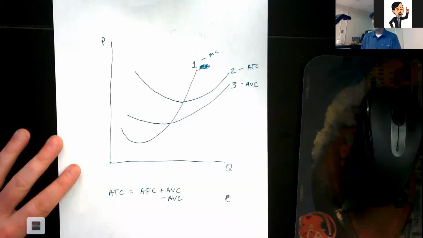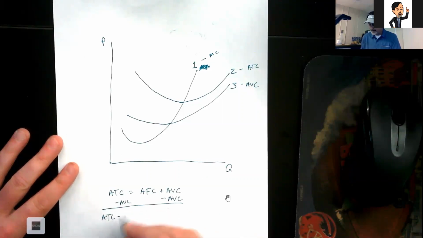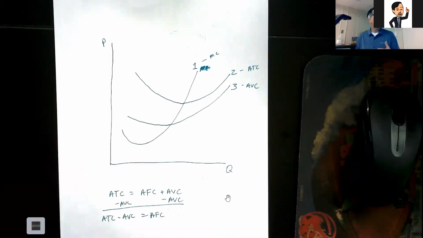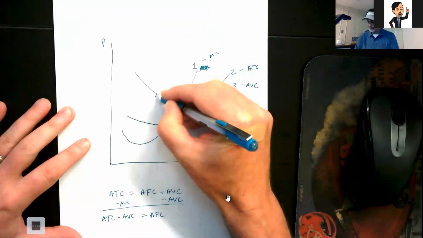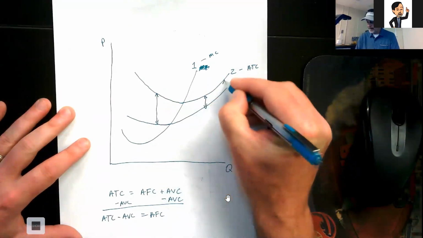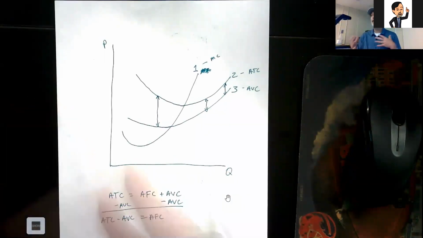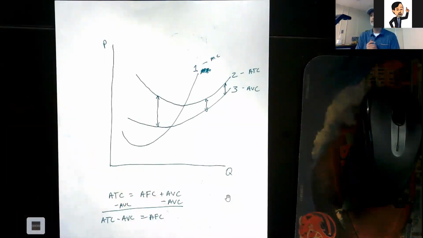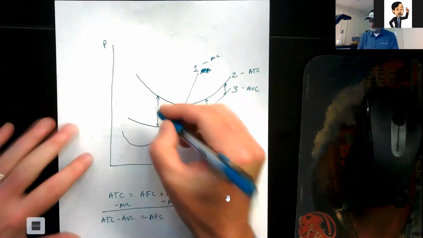If I subtract AVC from one side, what do I have to do to balance the equation? Subtract it from the other side. ATC minus AVC equals AFC. Okay, so there is why we know that average fixed cost exists between average total and average variable. And of course, a subtraction on a graph is simply the vertical distance between those two lines at any given point. Okay, so there are your average fixed costs. That's fun, isn't it? Good times, good times.